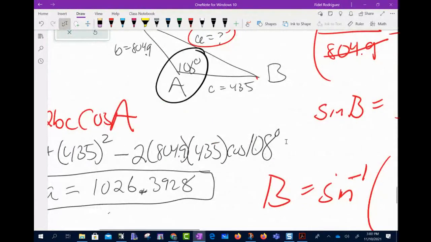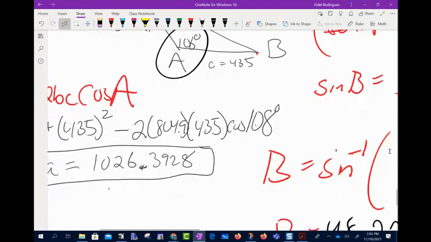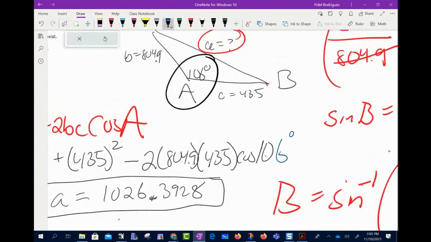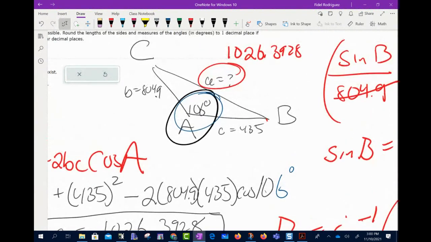What did I write? 108. Be careful with what you write. Okay. Oops. That was my mistake. And the reason being, when I looked right here, I saw 108 because of my little degree symbol. Oops.